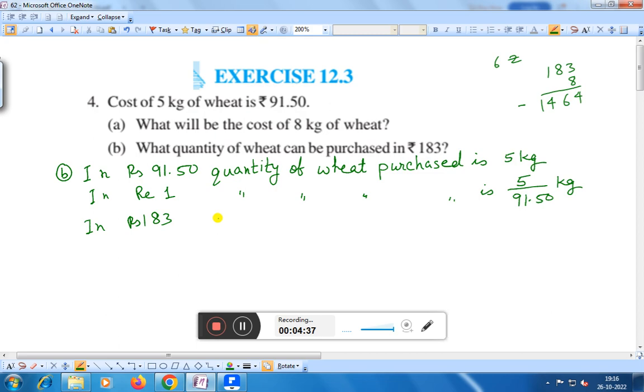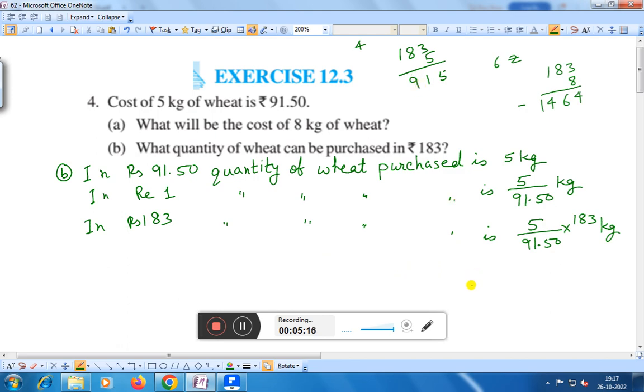Therefore, in rupees 183, quantity of wheat purchased is 5 by 91.50 into 183 kg. Now, if we multiply 183 with 5, we are getting 5 3 15, carry 1, 5 8 is 40 plus 1 is 41, 4 carry 1, 5 1 is 5 and 5 plus 4 is 9, 915.